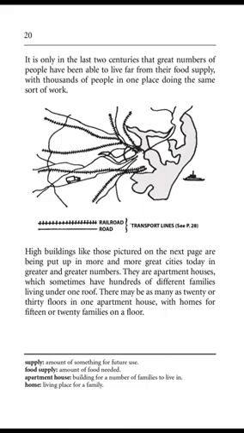Page 20. It is only in the last 2 centuries that great numbers of people have been able to live far from their food supply, with thousands of people in one place doing the same sort of work. High buildings like those pictured on the next page are being put up in more and more great cities today, in greater and greater numbers. They are apartment houses which sometimes have hundreds of different families living under one roof. There may be as many as 20 or 30 floors in one apartment house, with homes for 15 or 20 families on a floor.